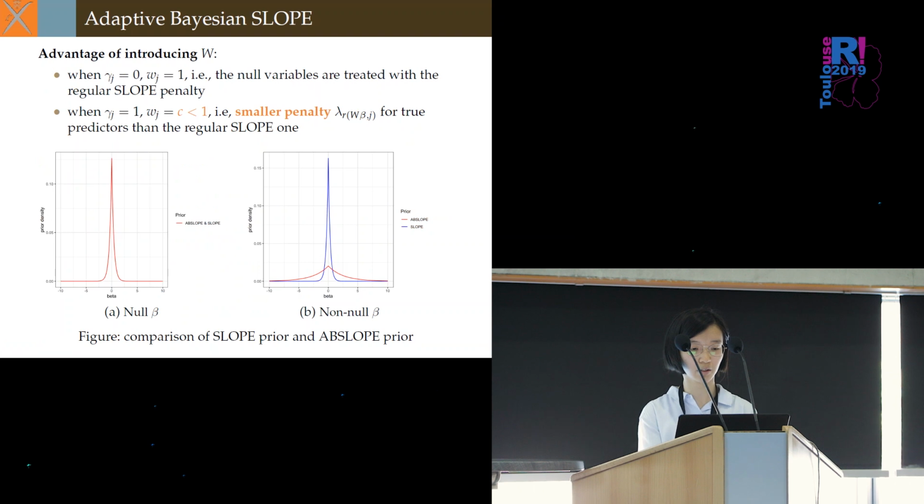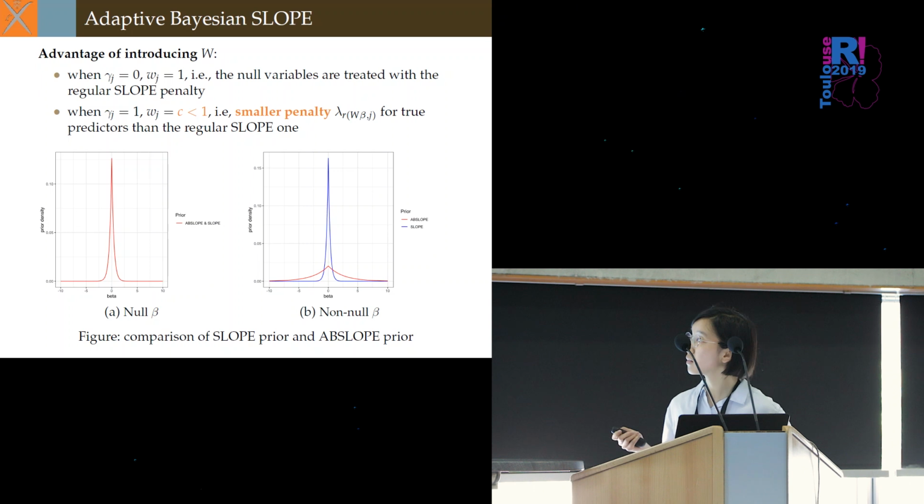So why do we introduce this weighting matrix W? First, if the corresponding gamma equals 0, then the element in W equals 1. That means the null variables are treated with the regular SLOPE penalty, as shown in the left plot. But when gamma equals 1, which stands for a true signal, then the corresponding element in W equals c, which is smaller than 1.